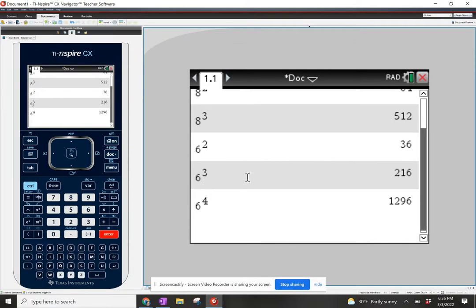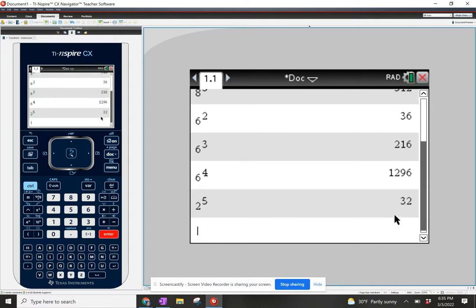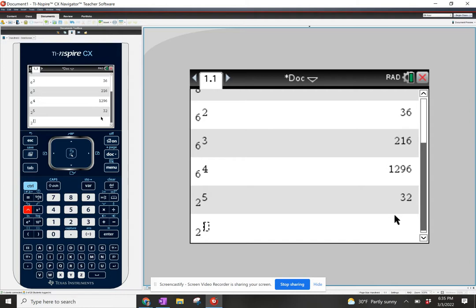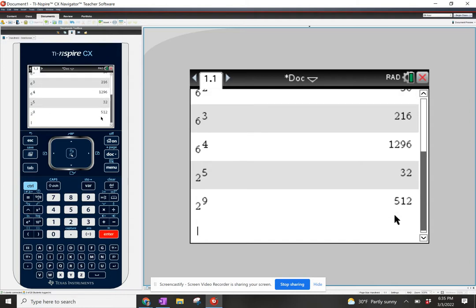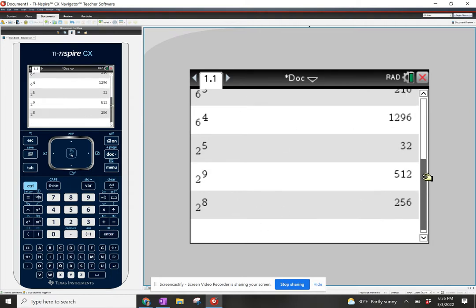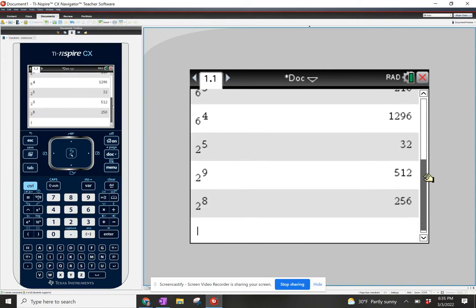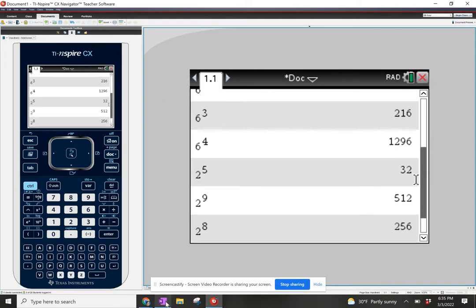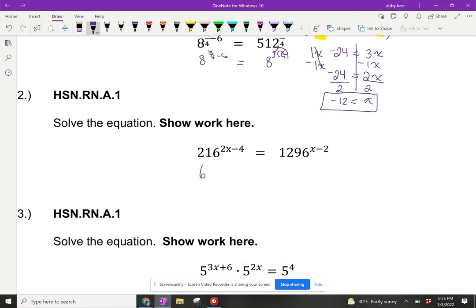And it does. 6 to the third can replace 216, and 6 to the fourth can replace 1296. You can keep guessing. You can do 12 to the fifth, 2 to the fifth, 2 to the ninth. No, that's too big. You can keep going, but 2 wouldn't work. So I know my 6 does. It's all about guessing and checking. So I'm going to replace 216 with 6 to the third, and I'm going to replace 1296 with 6 to the fourth.